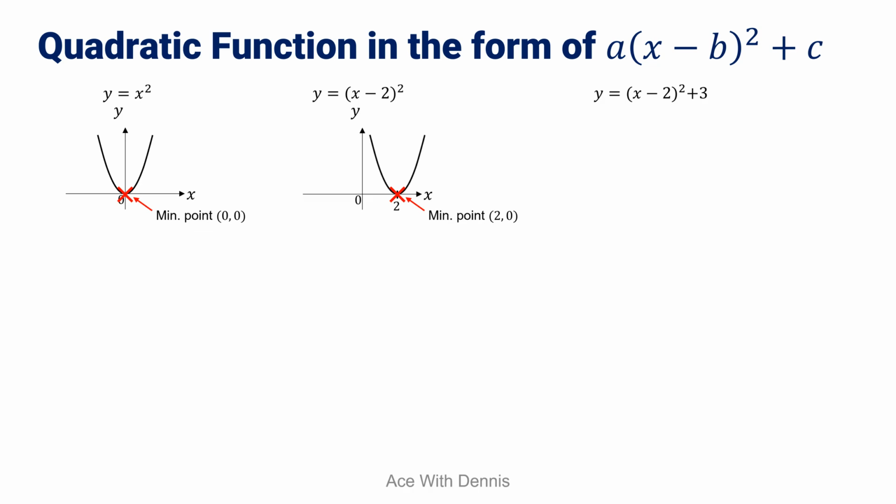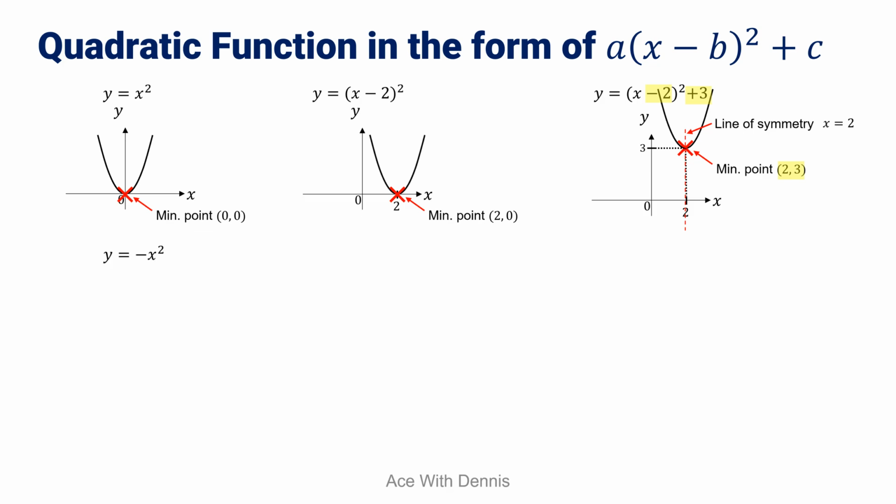When y equals (x minus 2) squared plus 3, the graph will move 2 units to the right and 3 units to the top, where the coordinates of the minimum point are (2, 3). Notice that the value of b and the value of c can determine the coordinates of the minimum point. This is the line of symmetry, which is x equals 2.